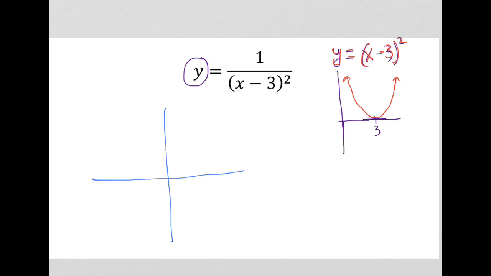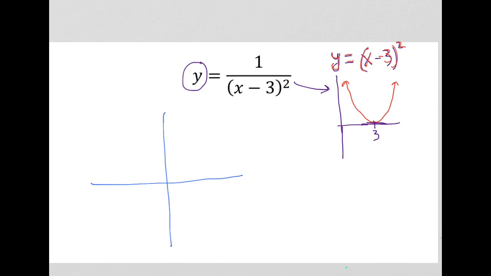Let's look at it in this case, where we actually have a quadratic in the denominator, (x minus 3) squared. That looks like this over here. I know I have a 0 at x equals 3. So on the graph of the rational function, that tells me I'm going to have an asymptote at that x value. And now we need to determine positive versus negative branches.